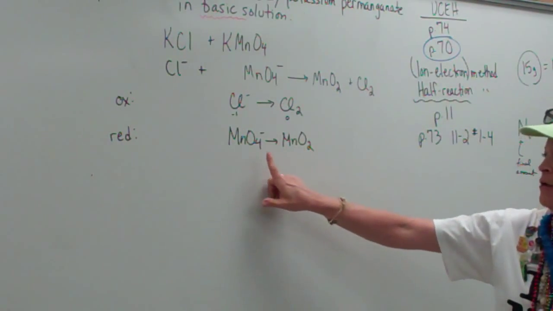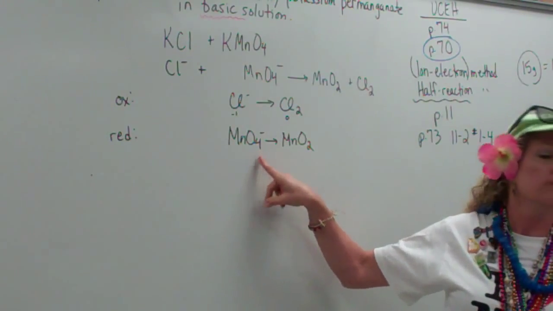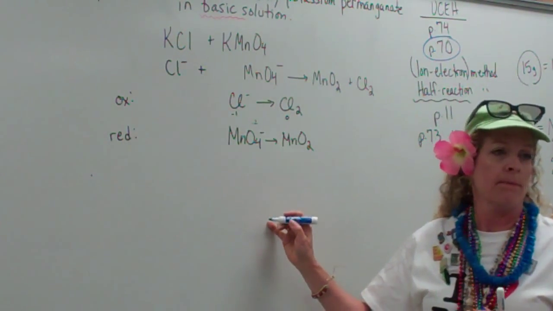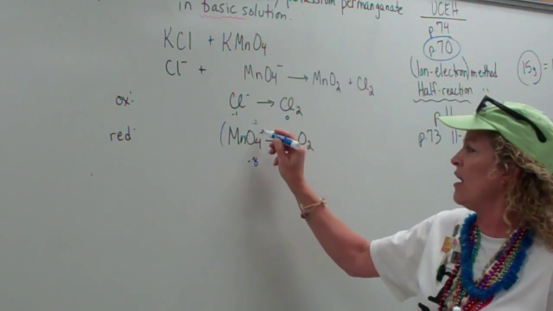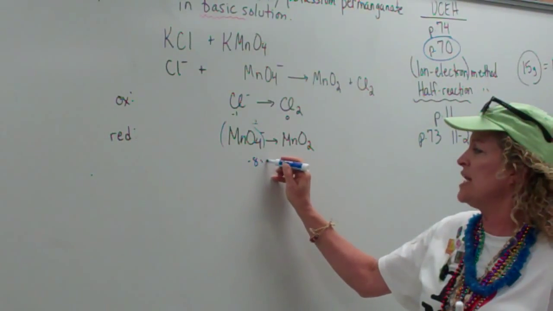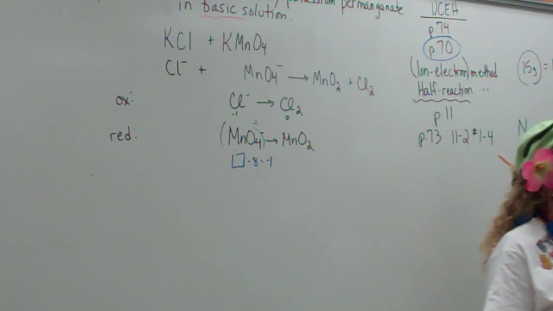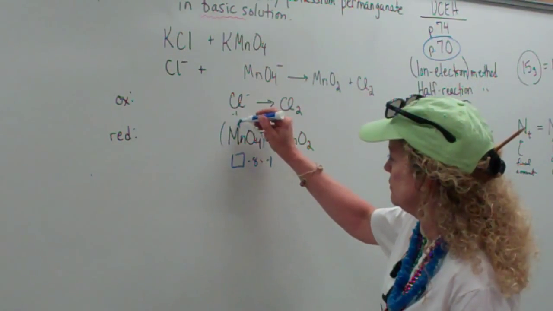This we already figured out. This one, what do we assign to oxygen? -2. And if there are 4 of them, that would be -8. Okay? This whole ion is equal to -1. So what minus 8 equals -1? 7. So this is a +7.